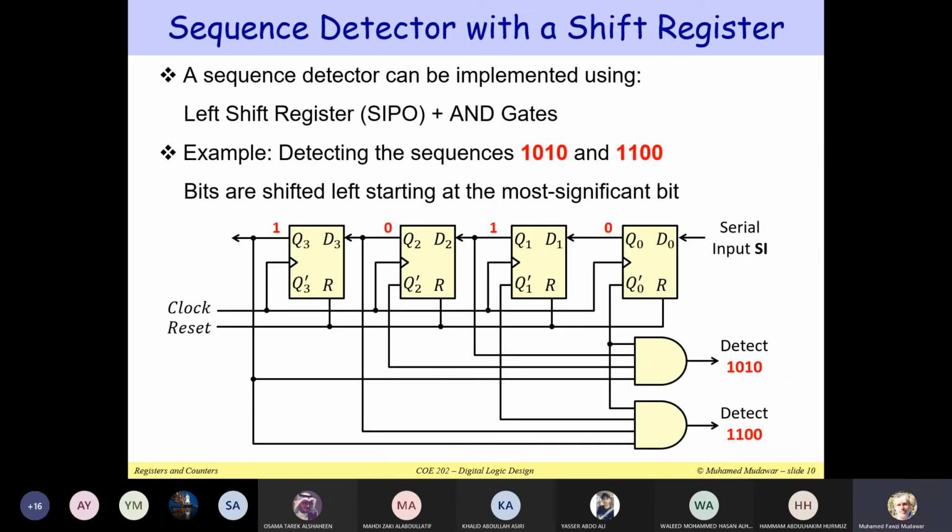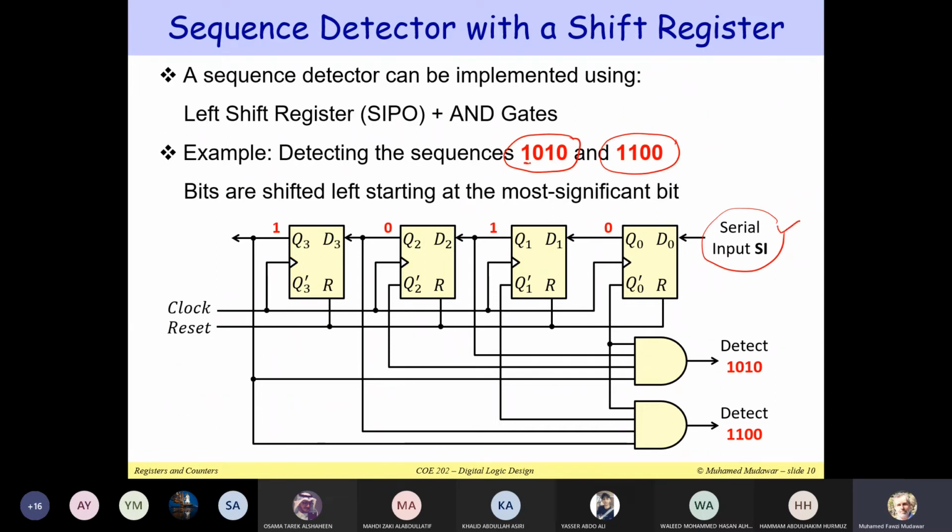Right. Let me show you another example. Remember when I talked about sequence detectors? We can also use a shift register to detect a specific sequence. Suppose I would like to design a sequence detector that is capable of detecting 2 sequences, 1 0 1 0 and 1 1 0 0. Now what I can do is use a shift register. But now my shift register is shifting to the left, not to the right. So this is my serial input.